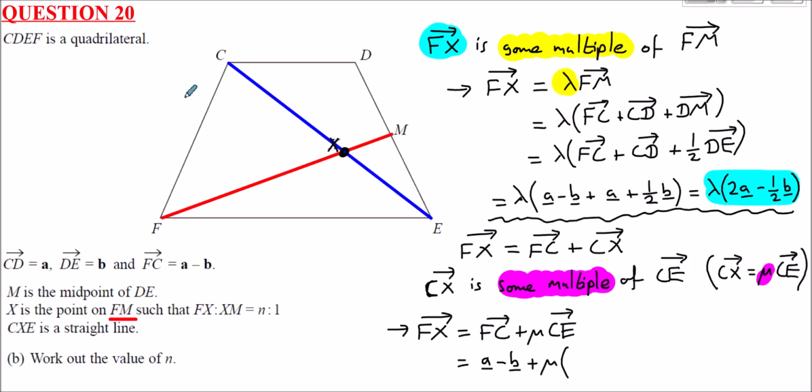So how do I go from C to E? Well, from C to E, there's a few ways I could do this. What I'm going to suggest is I can go from C to D. From C to D is A. Then I can go from D to E. From D to E, DE is B.